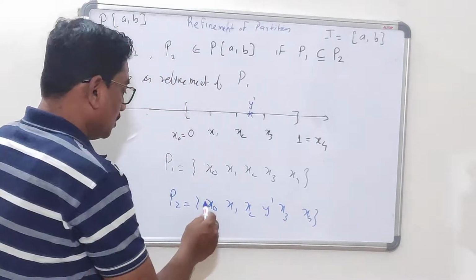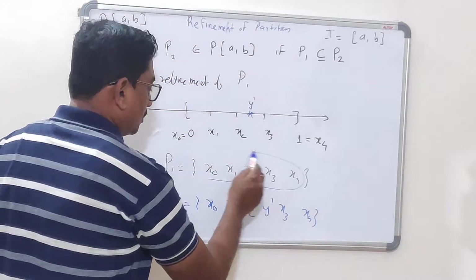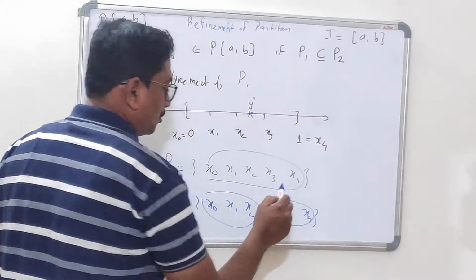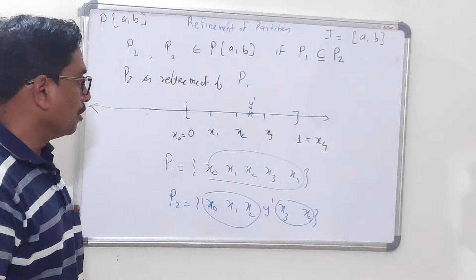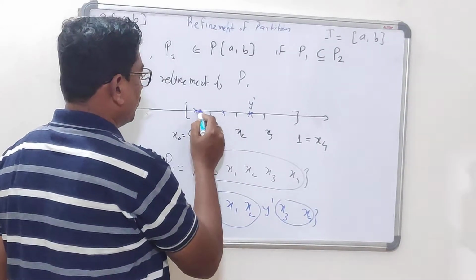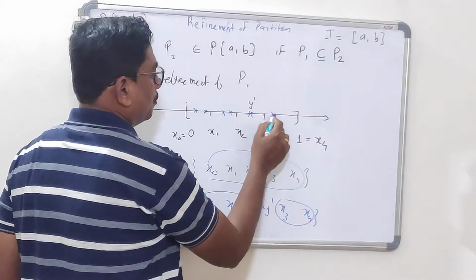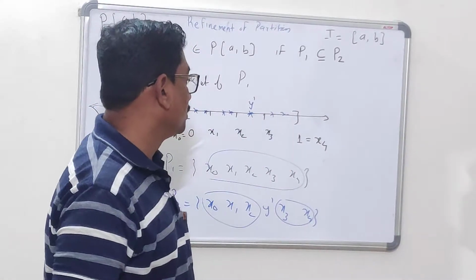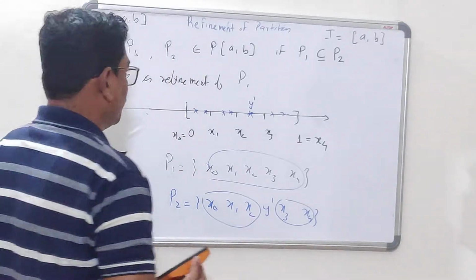Look at this: all of these are elements of P2, except y dash is the new element. That means you are making a refinement, and you can continue refining by adding more points to the partition. So P2 is called a refinement of partition P1. This is the definition.